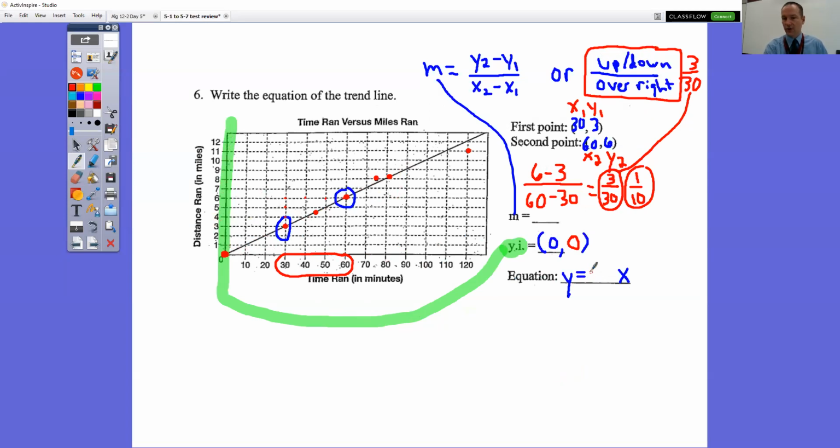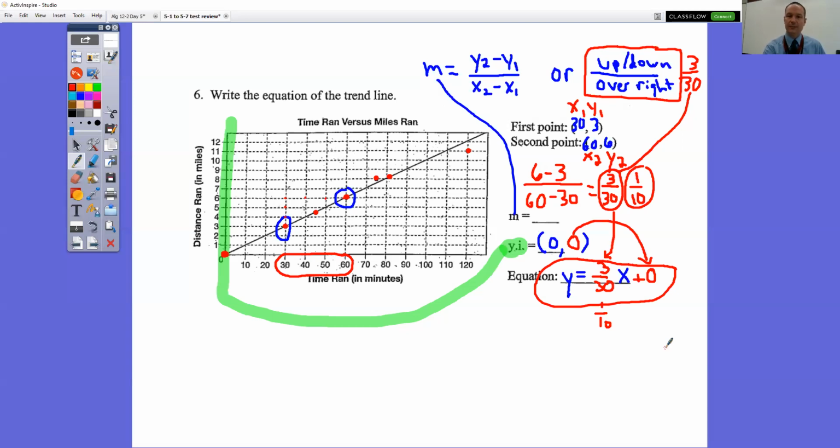So when you go to write your equation, whatever your slope is goes in front of the x. So we're going to put 3 over 30 here. Or if you reduced it, you'd be putting 1 over 10 there. And then your y-intercept goes after the x. In this case, it's going to be a plus 0. So this is going to be your equation. Y equals 3 over 30, x plus 0. Please make sure when you go to write your equation, you don't forget your x.